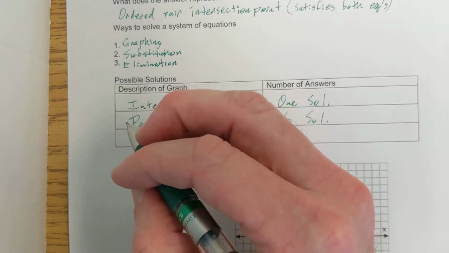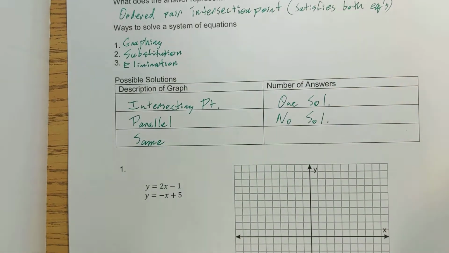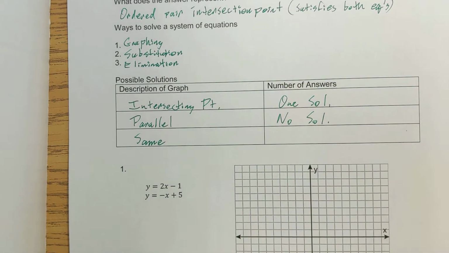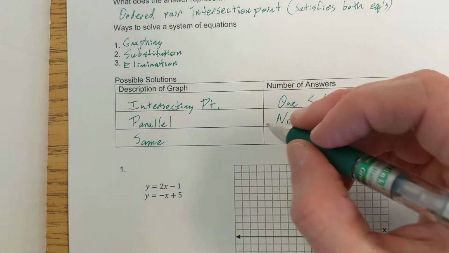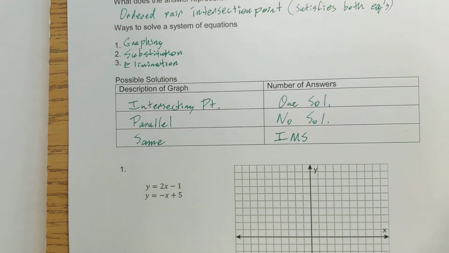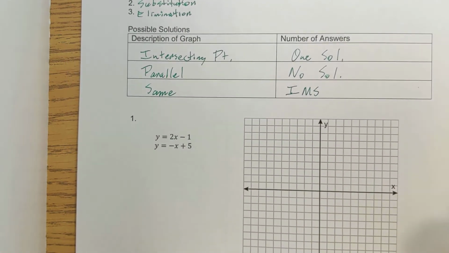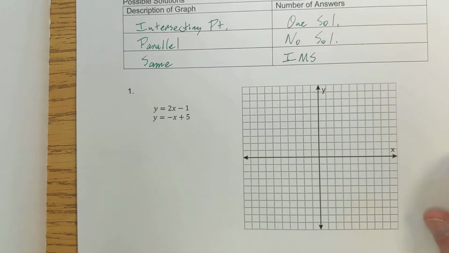And then the third option is that we have the same graph, so it's like one line graphed on top of the other, and that's when we get infinitely many solutions, or we abbreviate it with IMS. So infinitely many solutions for that. All right, so there is that. Let's go ahead and move on to an example here.